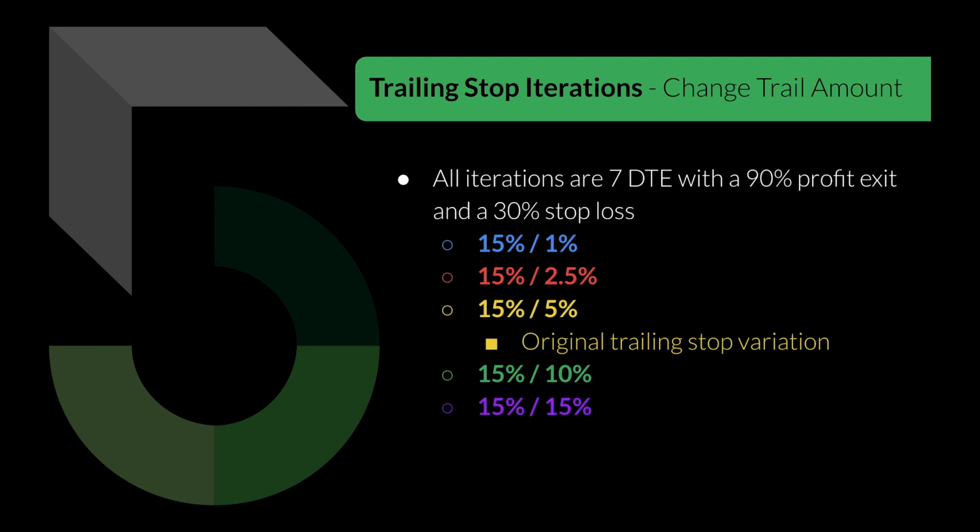Every time the position gets into 15% profit, a trailing stop activates, so that if the value of that option spread, that ironfly, falls to that trailing stop amount, that's when the bot will exit that trade for a profit. But if it just goes to 90%, then it's just going to exit at 90% profit. Or if it never activates the 15% activation target and falls down to a negative 30%, then the bot will exit there as well. So let's see how these iterations performed.